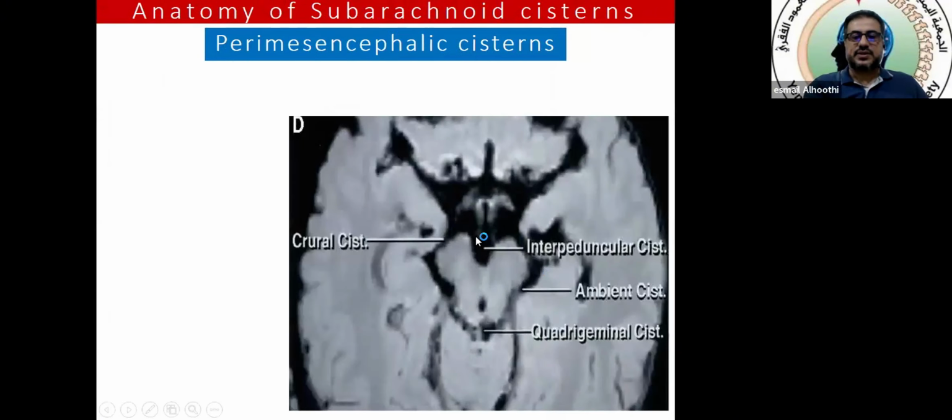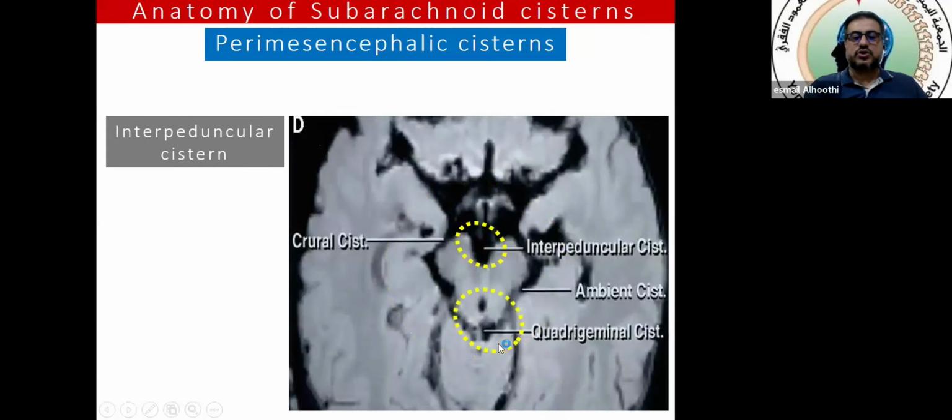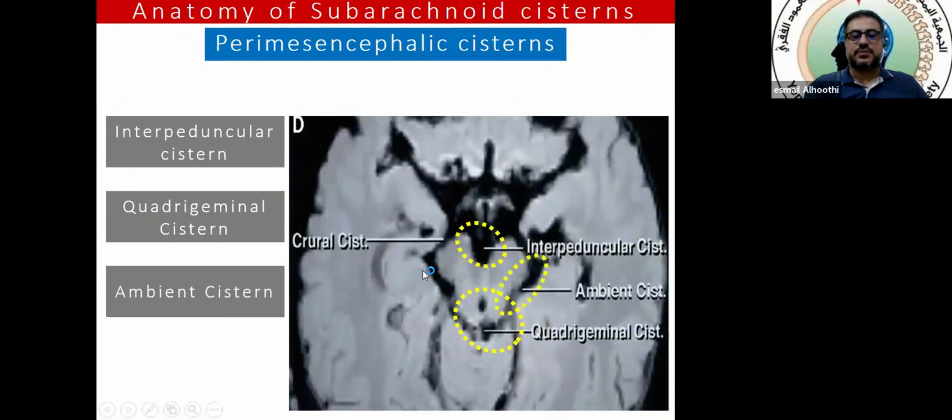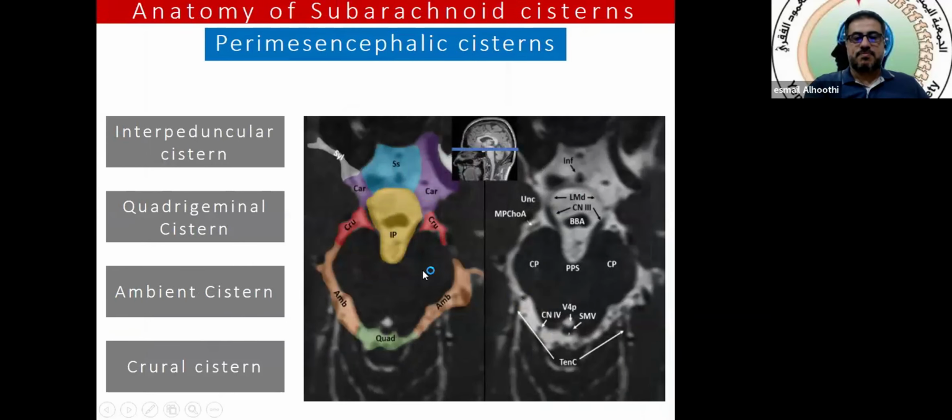So in this MRI, as we see, this is the interpeduncular cistern, this one. The next is the quadrigeminal cistern. This is just located posteriorly or dorsal. Posterolateral is the ambient. Anterolateral is the crural cistern. Also, this is the midbrain. Just anterior between the 2 peduncles is the interpeduncular. Just lateral to it is the crural. Posterolateral is the ambient, and dorsally is the quadrigeminal.